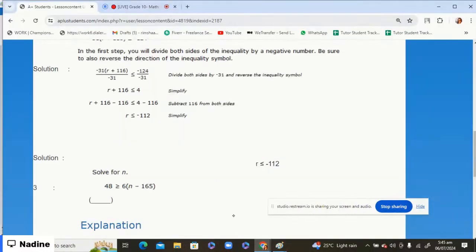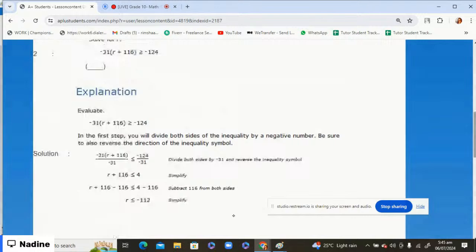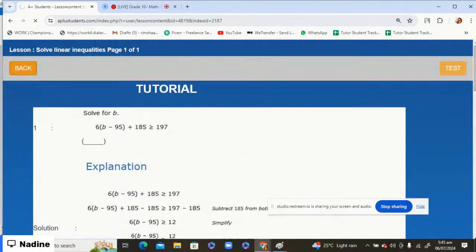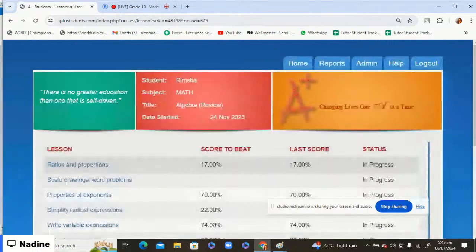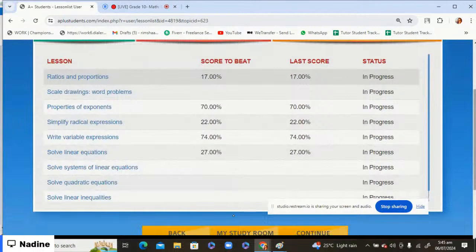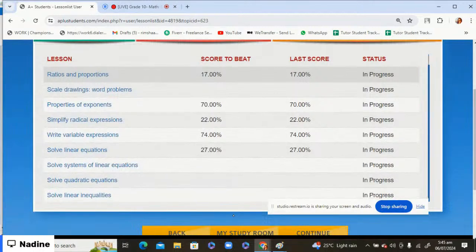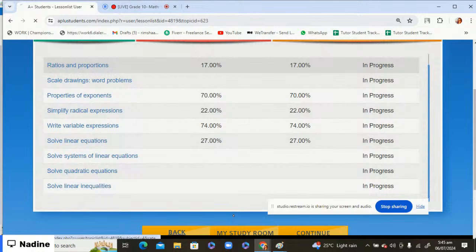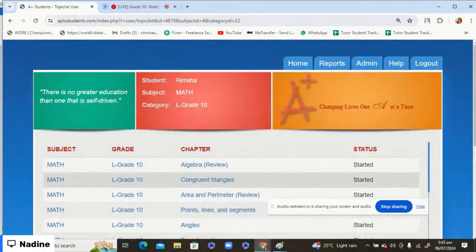So we covered this lesson as well, so solve the rest of the test questions for all the lessons by yourself. First make sure you practice the questions and then go to the test. Then this full chapter is completed. In the next session we will start the next chapter, congruent triangles. So for now, you all have a good day. Bye.